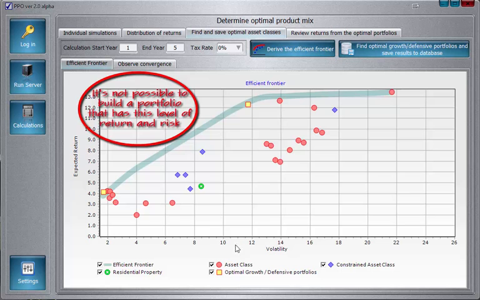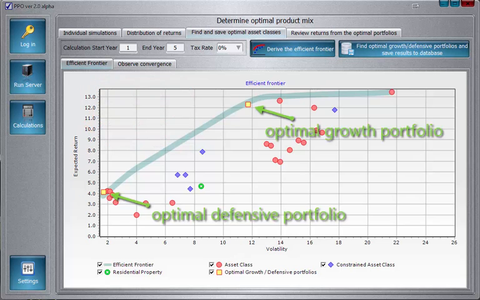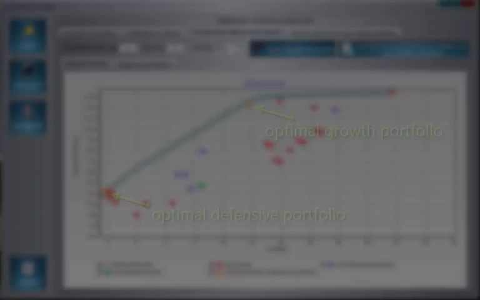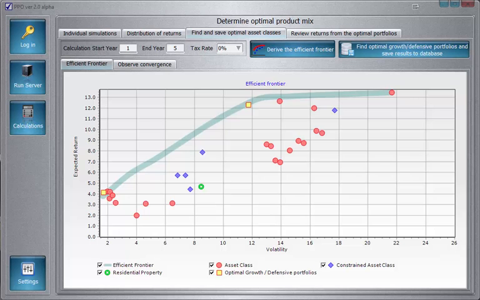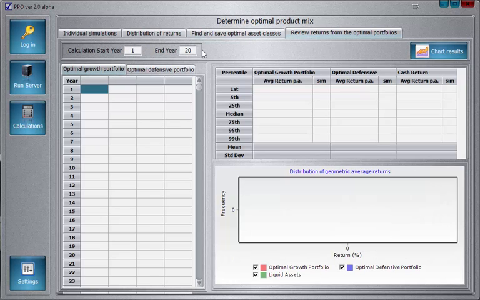We're looking for the optimal combination of growth asset classes over the specified time horizon for the given tax rate, as well as the optimal combination of defensive assets. These are given in the yellow squares shown in the chart. We can now explore the resultant optimal growth and defensive asset classes. The optimal portfolio is the portfolio with the highest Sharpe ratio, or the highest risk-adjusted returns.